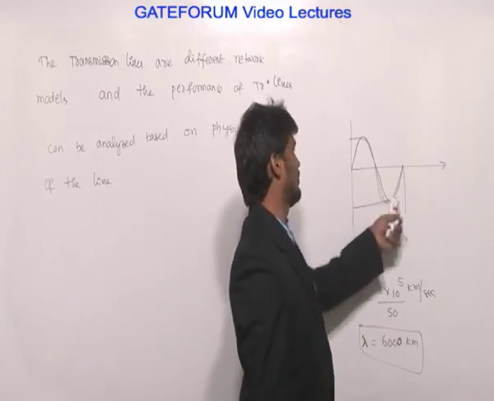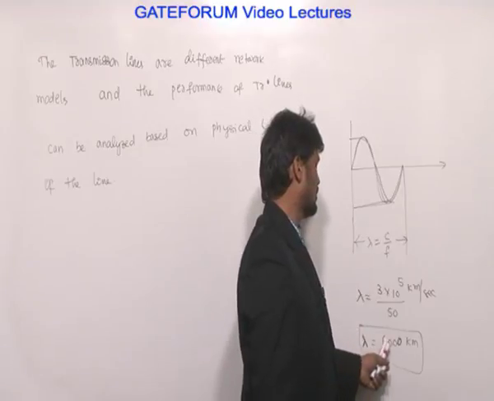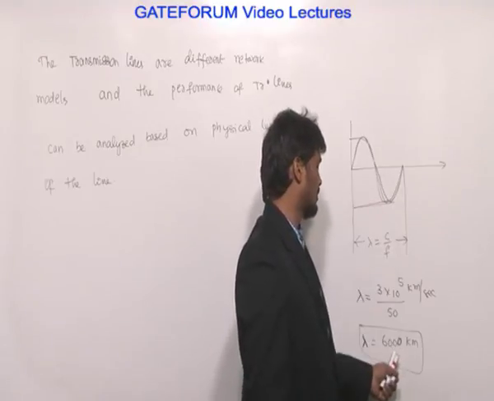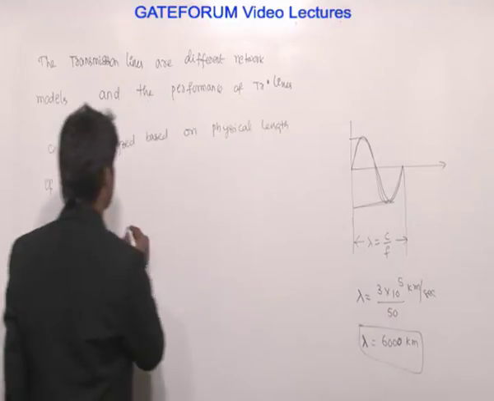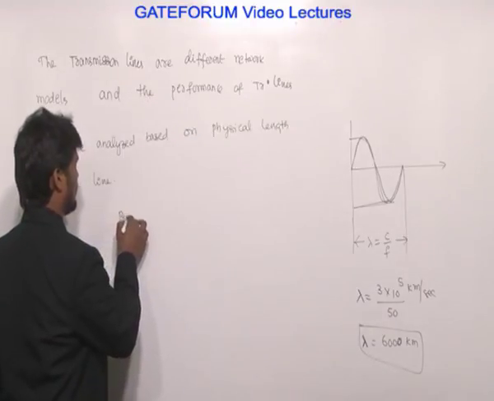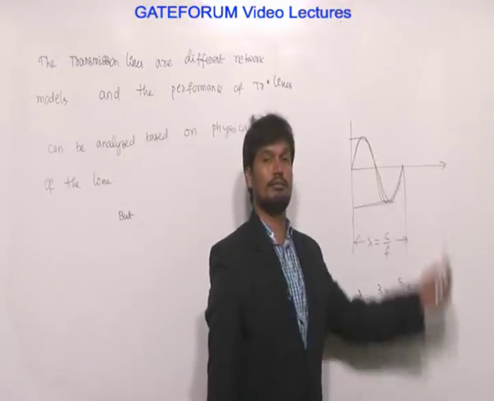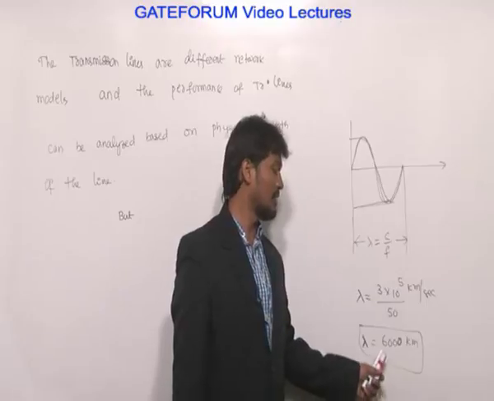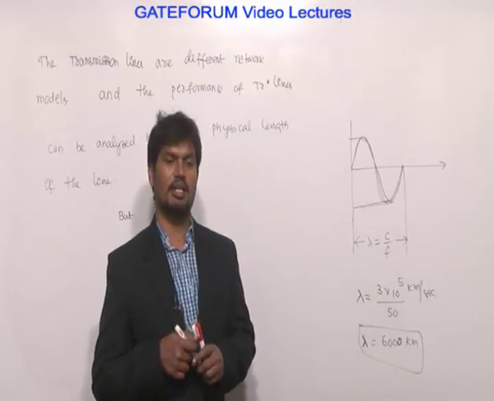For one sinusoidal waveform, the wave travels 6000 kilometers. But practically, the physical length of the lines is very small.